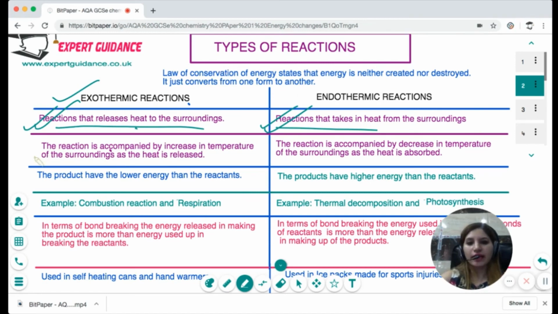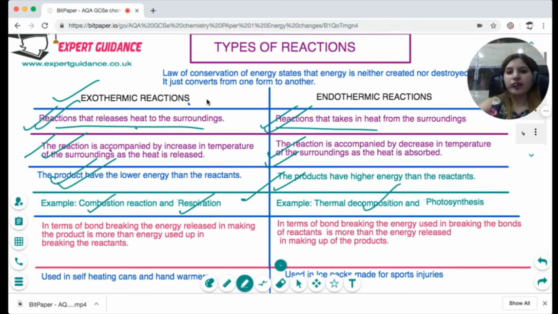On the other hand, the endothermic reactions are accompanied by a decrease in temperature of the surroundings as the heat is absorbed. Now, in an exothermic reaction, as you're releasing heat to the surroundings, naturally the product energy will come down. So the products have lower energy than the reactants in an exothermic reaction, and in an endothermic reaction, the products have a higher energy than that of the reactants. Now, examples of an exothermic reaction are combustion and respiration. Examples of an endothermic reaction are thermal decomposition and photosynthesis.